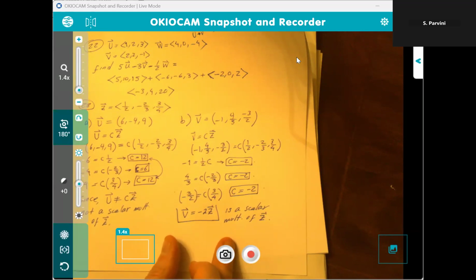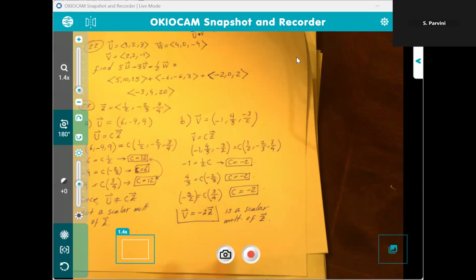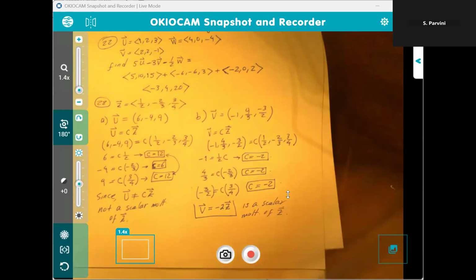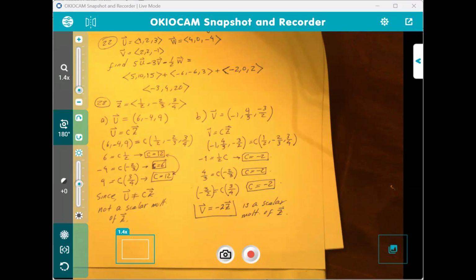Everyone good on that one, I hope? Any questions about exercise number 28? Again, ladies and gentlemen. No question. Okay, if no question, then let's move on.